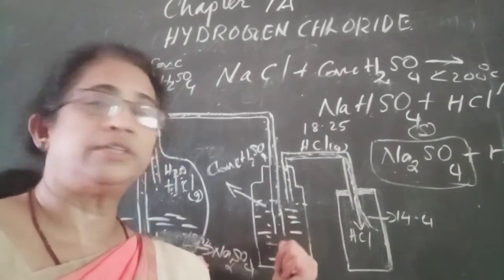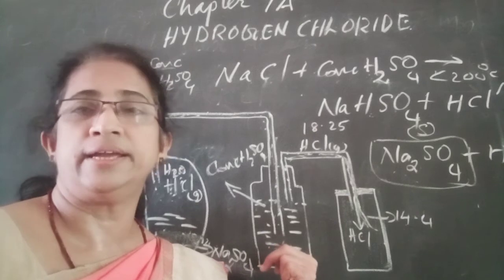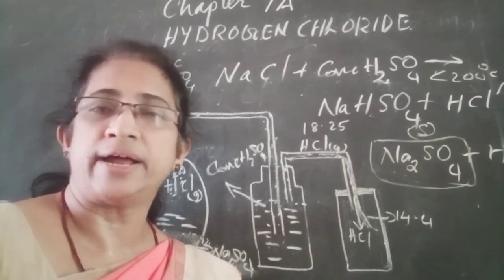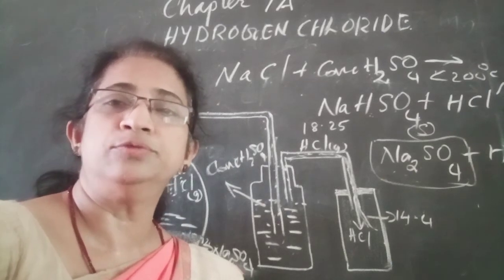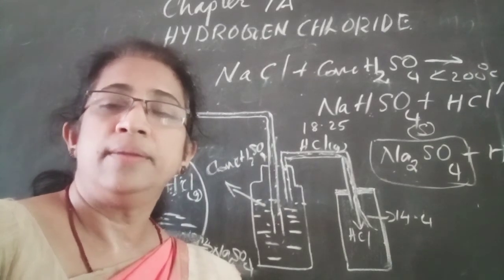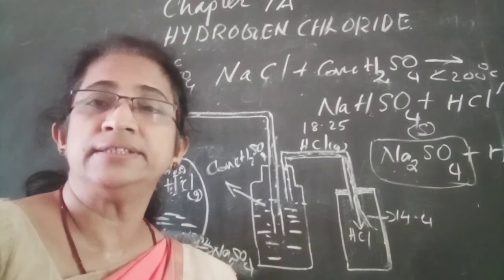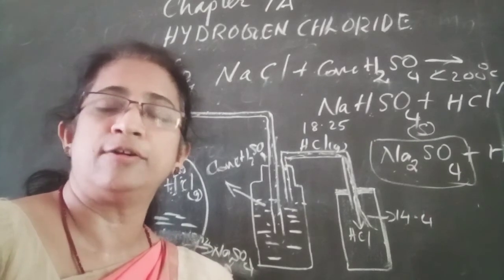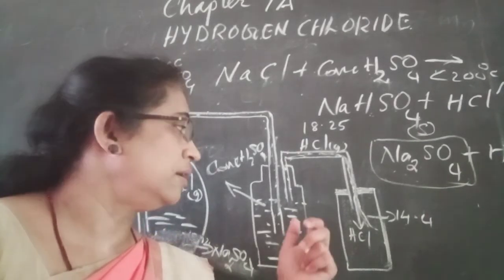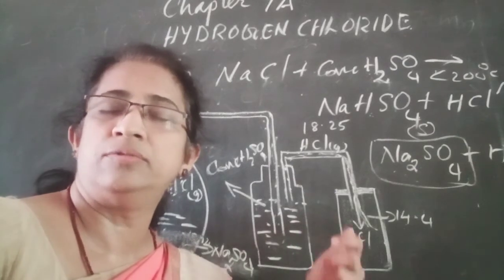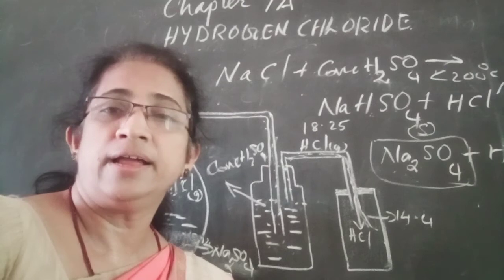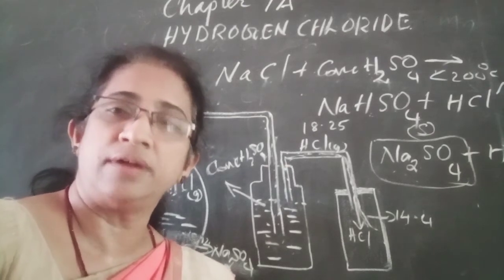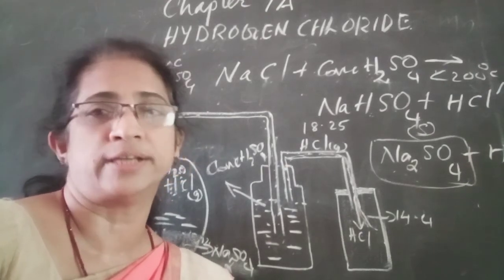Here we use concentrated sulfuric acid as a drying agent. We know about other drying agents, namely quicklime. Calcium oxide is used as a drying agent. P2O5 is another drying agent, but these are not used as drying agents for HCl, because hydrogen chloride chemically reacts with such drying agents and forms respective products.